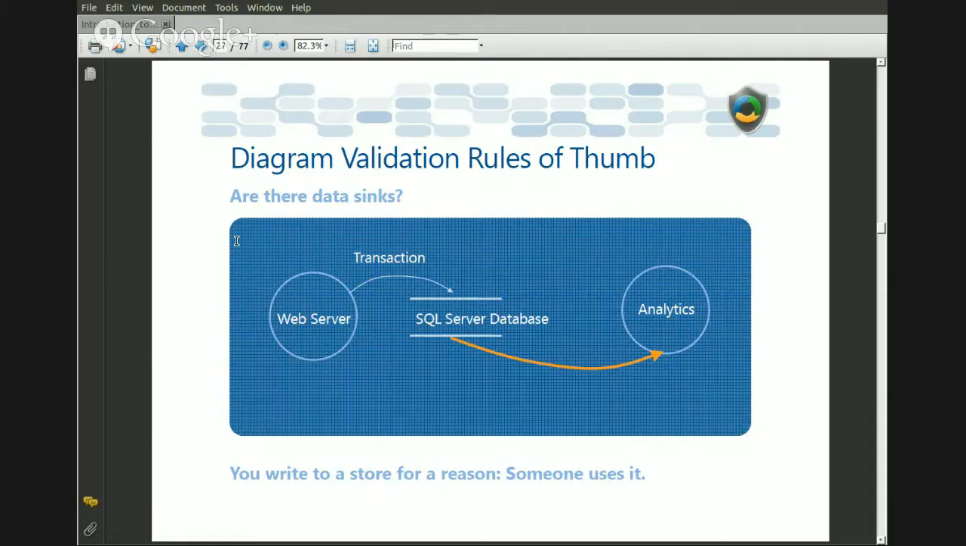All right, so here's just talking about diagram validation rules of thumb. Here's showing web server, transaction to the web server, analytics, data syncs. You write to a store for a reason. Someone uses it.